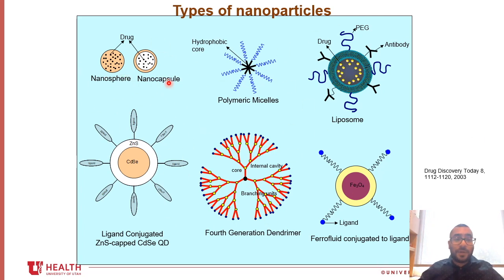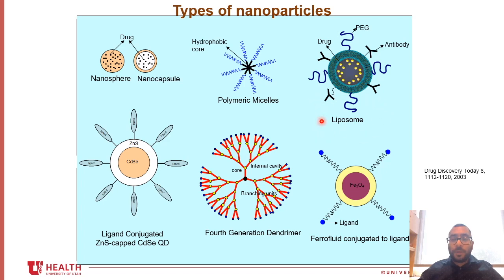It could be a nanosphere, or a nanocapsule, where you can have a polymeric shell and drug molecules encapsulated inside these polymeric spheres or shells. You can have a polymeric micelle. A micelle is a single layer lipid structure with a hydrophobic core, where your drug can be incorporated inside the core. One of the biggest examples of micelles is soap. The detergent you use is essentially a micelle.